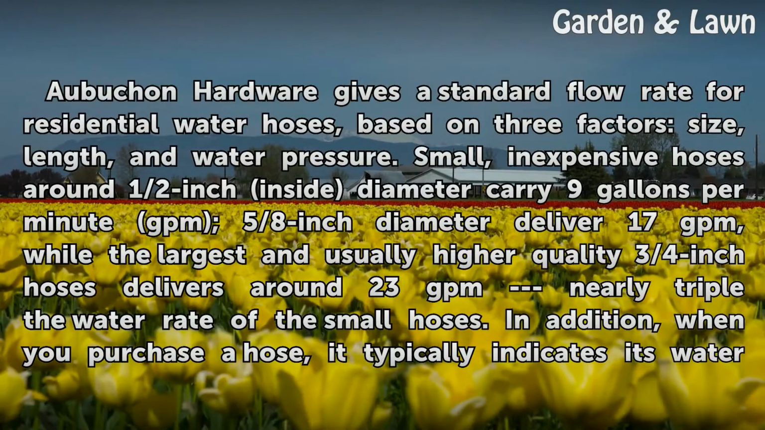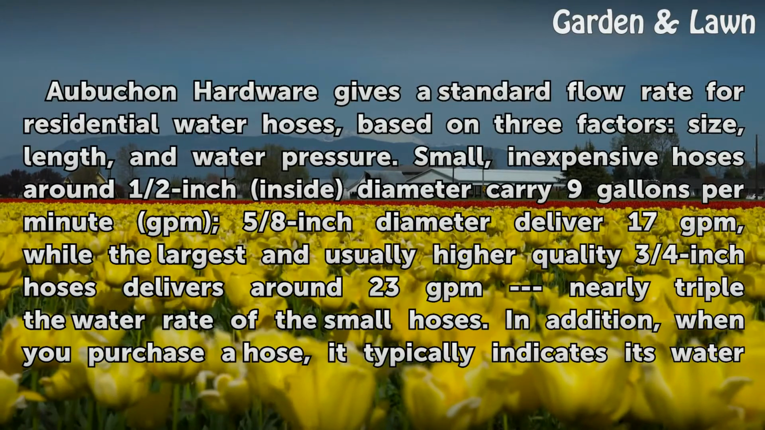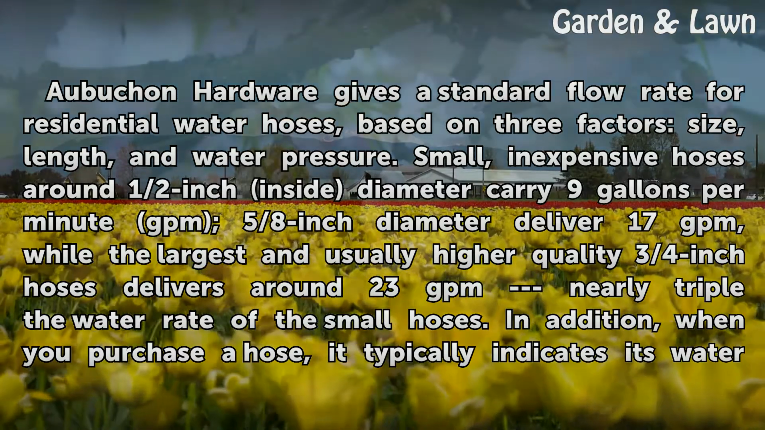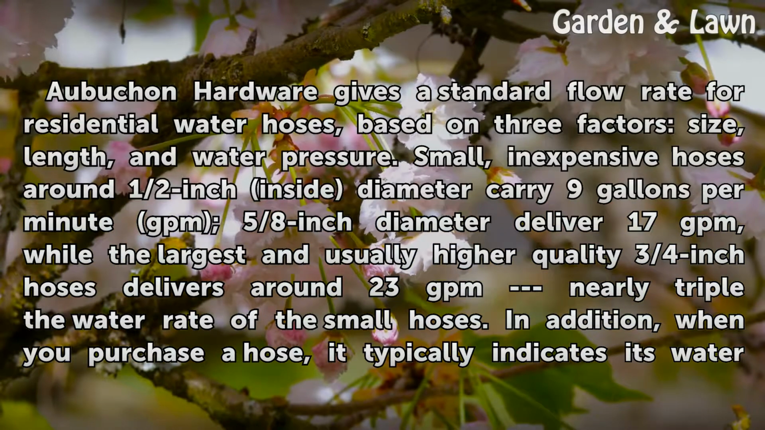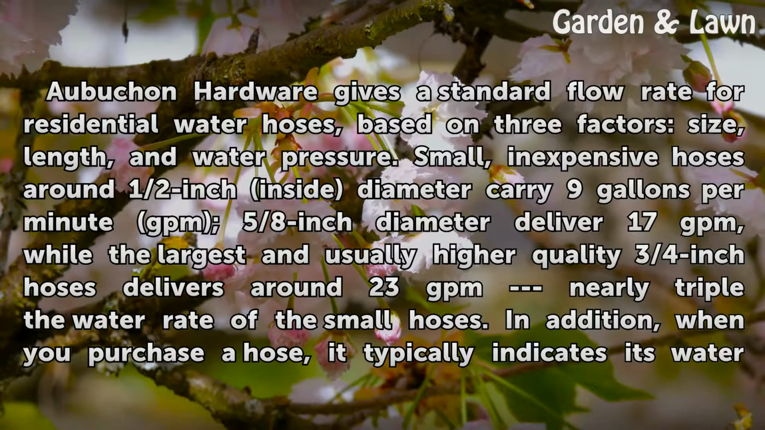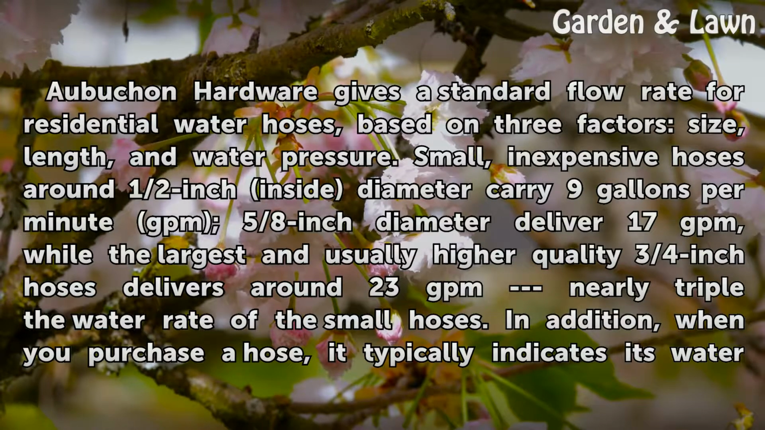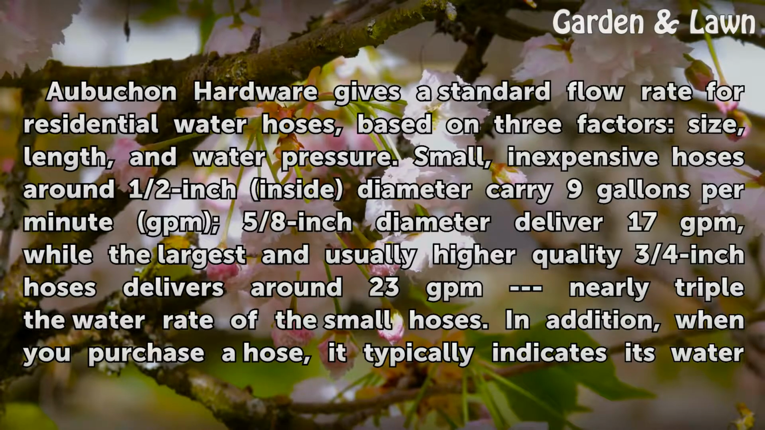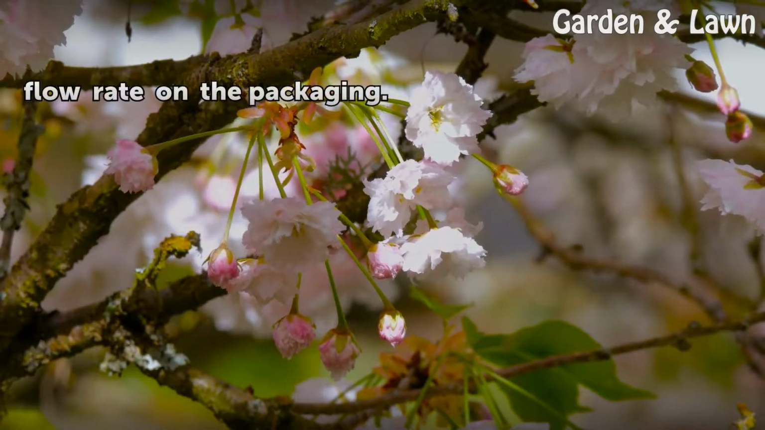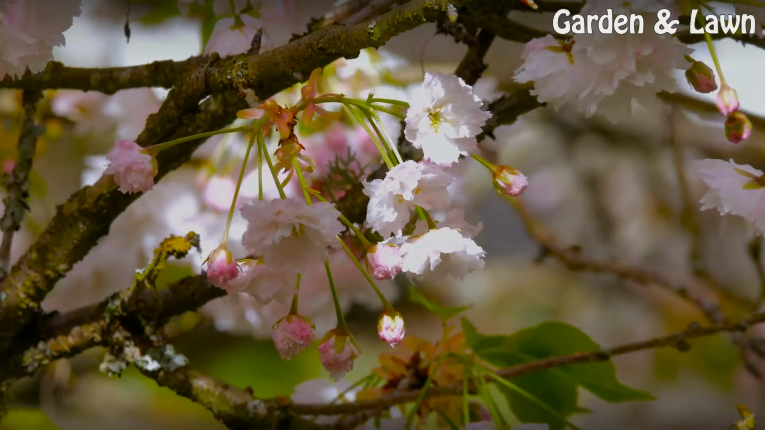Abachon Hardware gives a standard flow rate for residential water hoses, based on 3 factors: size, length, and water pressure. Small, inexpensive hoses around 1/2 inch inside diameter carry 9 gallons per minute, GPM. 5/8 inch diameter deliver 17 GPM, while the largest and usually higher quality 3/4 inch hoses deliver around 23 GPM, nearly triple the water rate of the small hoses. In addition, when you purchase a hose, it typically indicates its water flow rate on the packaging.